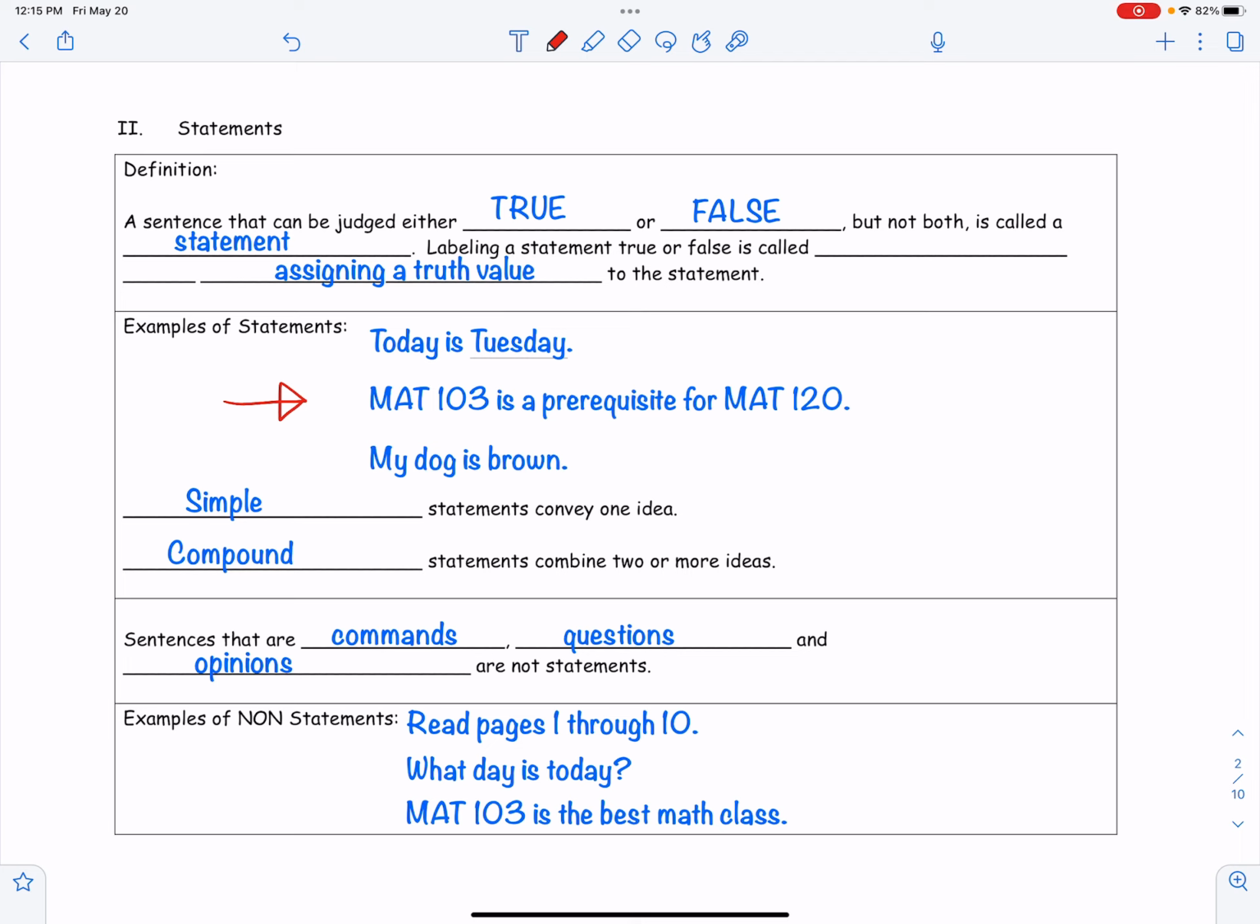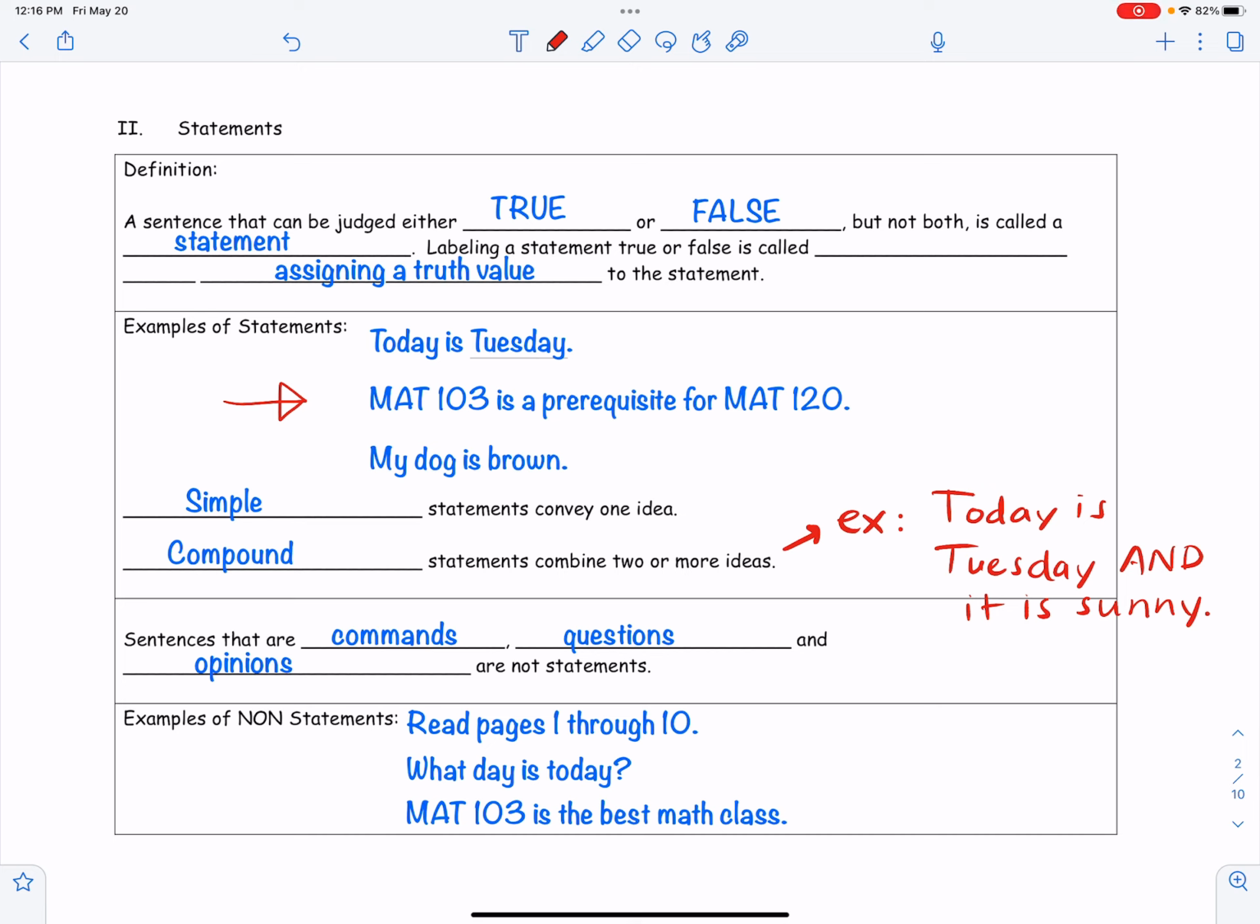We can also talk about compound statements. So just to give you an example here, a compound statement would be something like, today is Tuesday and it is sunny. That's what we call a compound statement because it combines 2, or it could combine more than 2 ideas. It could be today is sunny and it is Tuesday and it is hot outside. Again, anything with 2 or more ideas is called a compound statement.